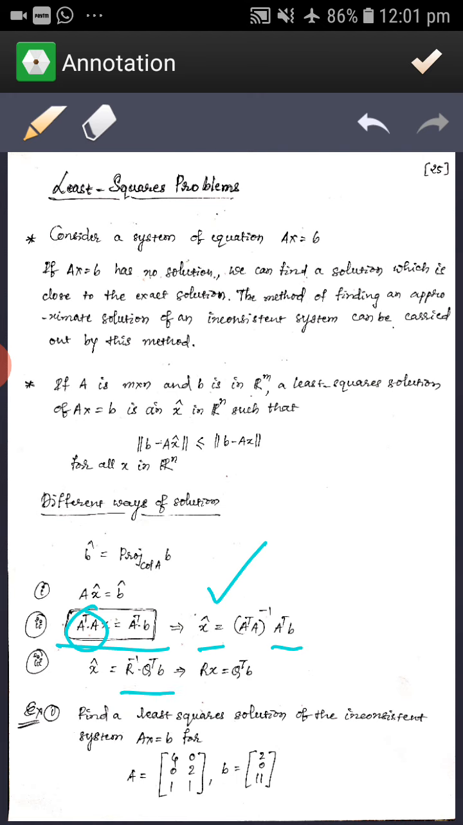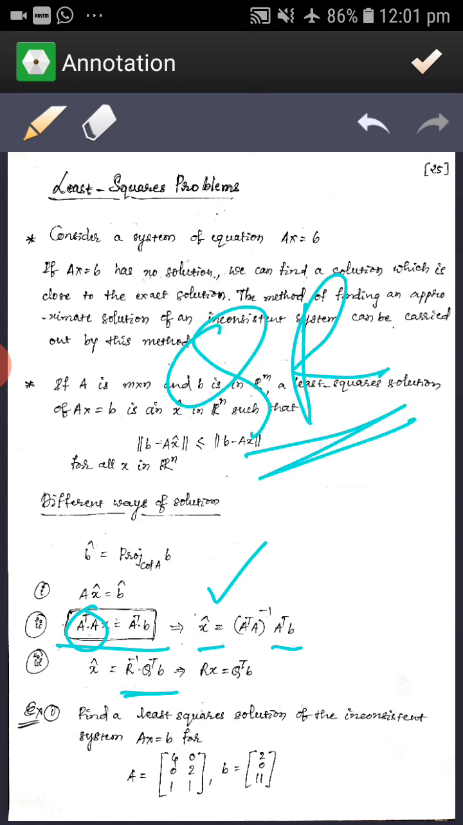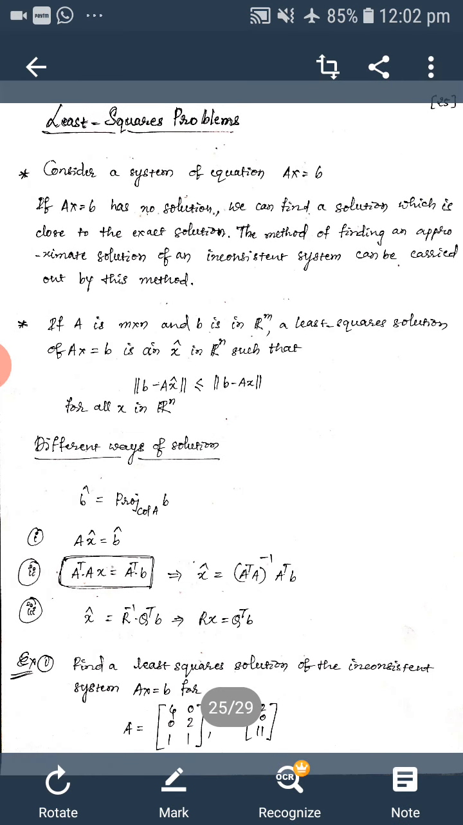Similarly, x cap can be calculated by using R and Q. We know that by using QR factorization we can calculate Q and R, and by calculating Q and R we can calculate the x. So let us take the first problem. Find the least square solution of the inconsistent system Ax = b.